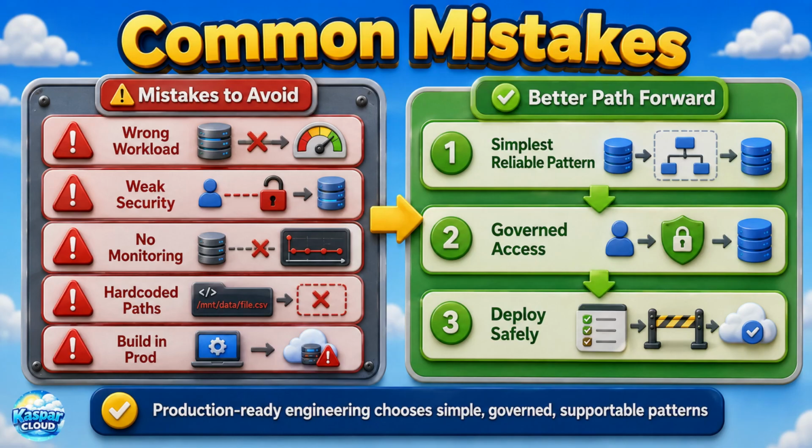Security applied only in Power BI may not protect direct Lakehouse access. A pipeline that runs without audit logs is difficult to support. A notebook with hard-coded paths is difficult to deploy. Strong Fabric engineering means choosing the simplest reliable pattern that satisfies the requirement and can be governed in production.